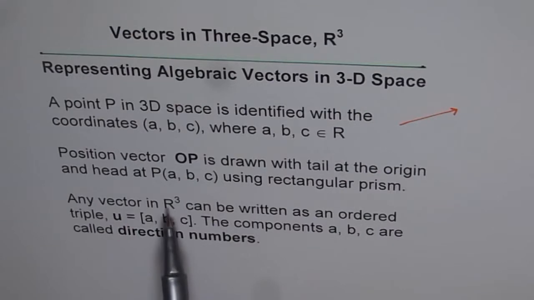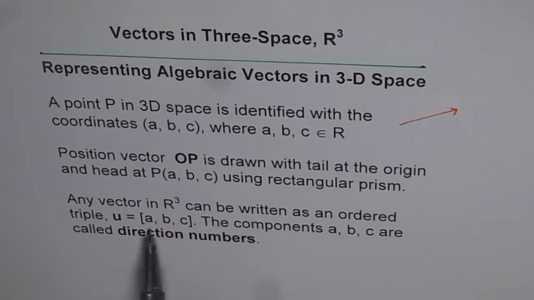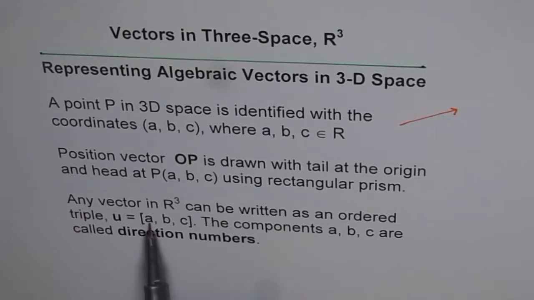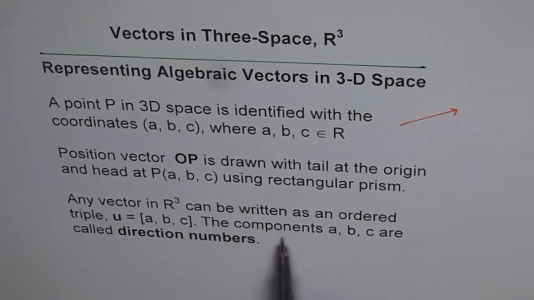Any vector in R3 can be written as an ordered triple. Vector u equals ABC in square brackets. So this is what we call an ordered triple. The components A, B, C are called direction numbers. So it's a very important definition here. So the coordinate points A, B, and C, we call them components A, B, C, and they provide us with the direction numbers of the vector in R3.